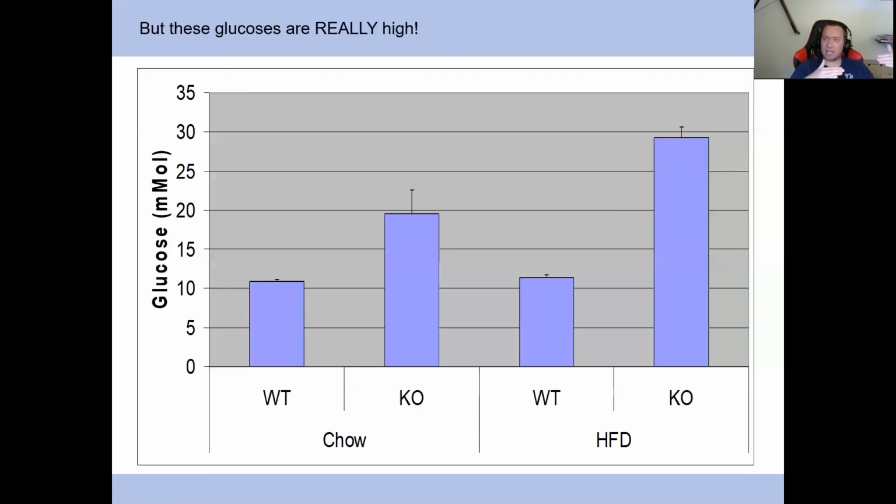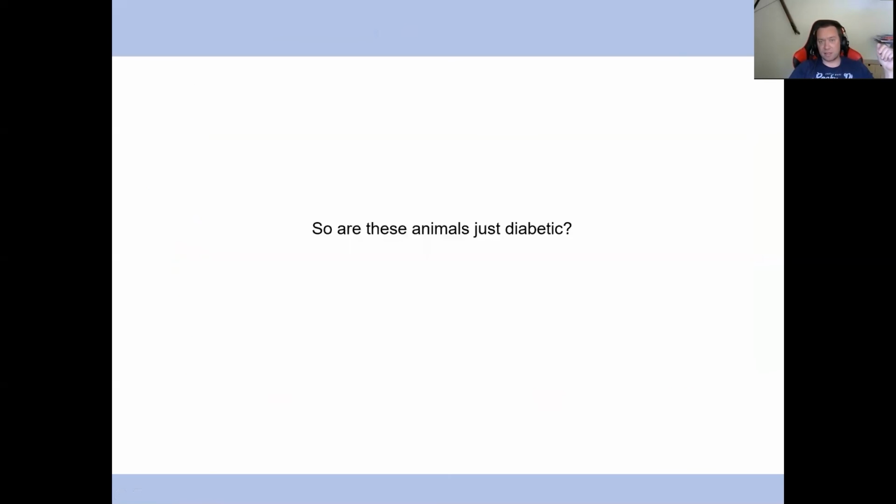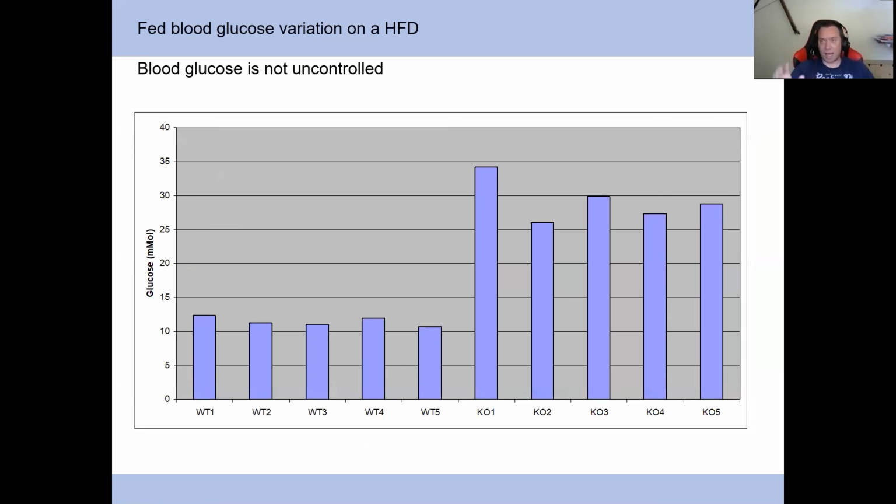what you would expect to see then is a huge degree of variability in the blood glucoses, because you would expect some mice to be further down the track to beta cell failure than others. And so this very high value of 30 would be made up of mice with 60 and mice with 12, like wild types. But that's very much not the case. The variation is not that much greater. The blood glucose is not uncontrolled. We can see here individual knockout mice, and they vary a bit more than the wild types, but it's not spectacular.